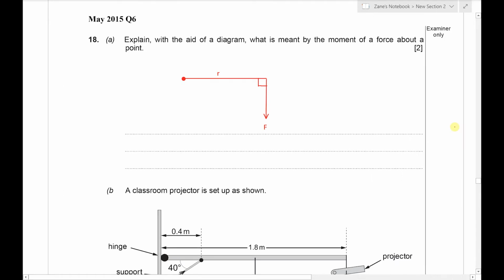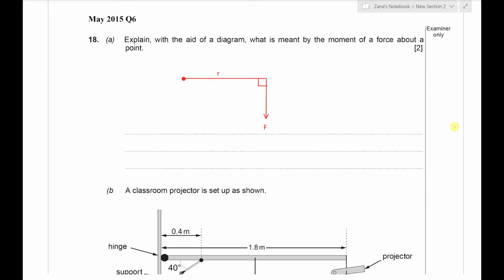And welcome to another WJEC A level question. This is question 6 from May 2015, Unit 1. This question is about moments. The first part of the question says, explain with the aid of a diagram what's meant by the moment of a force about a point.